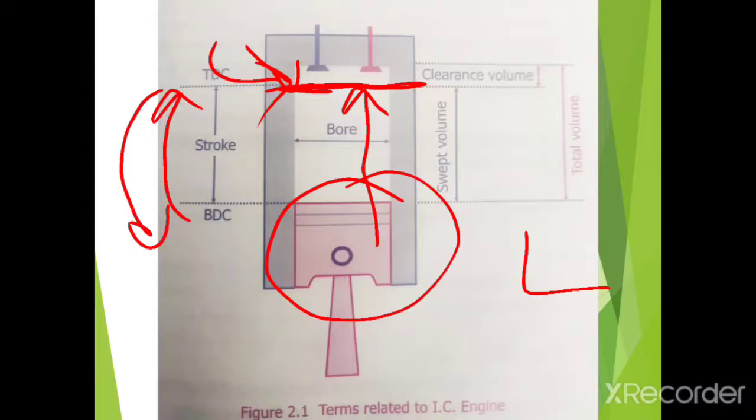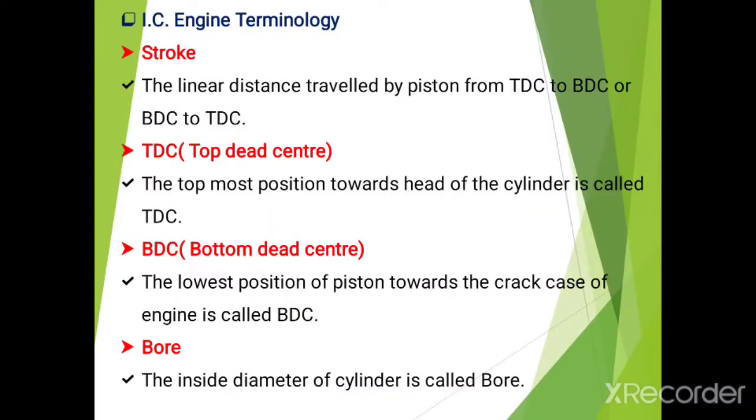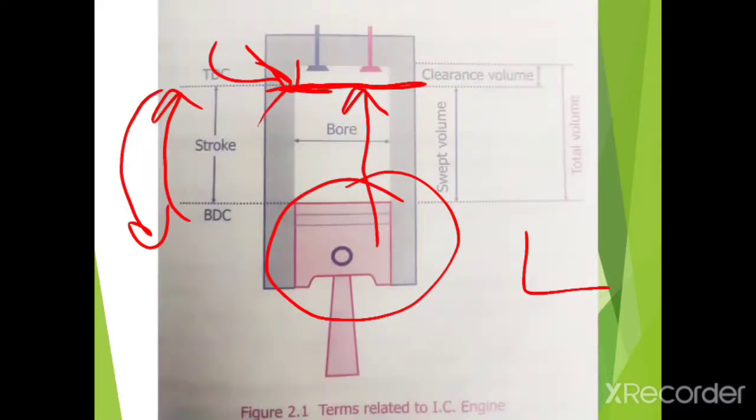Now what is meant by BDC? BDC stands for bottom dead center. The lowest position of the piston towards the crankcase of the engine is called BDC. When the piston moves from TDC towards the BDC, the piston stops here, and this position is called BDC, that is bottom dead center.